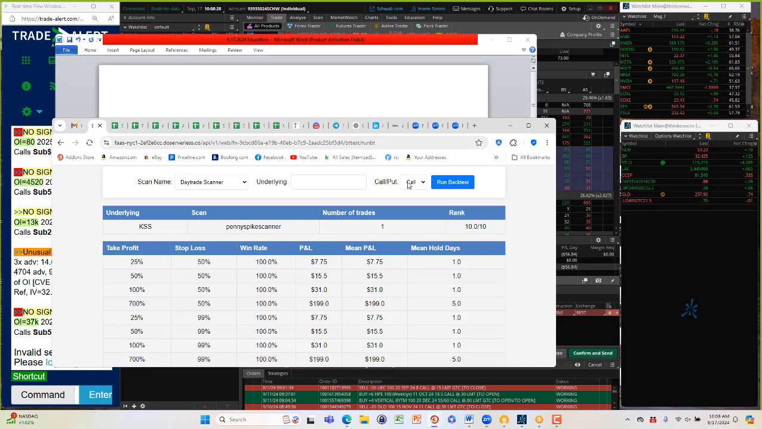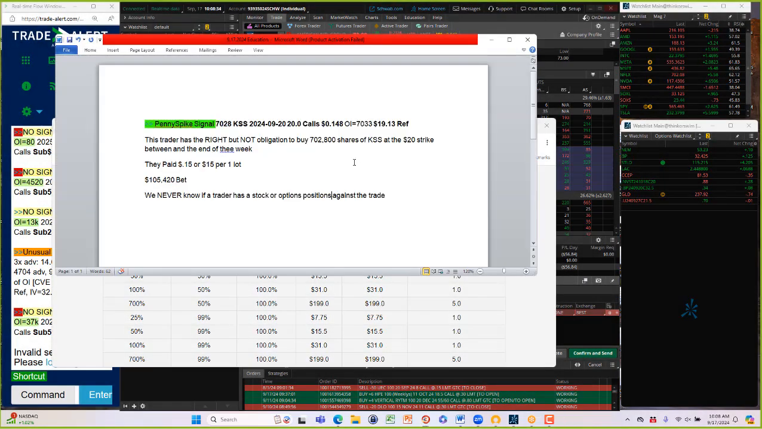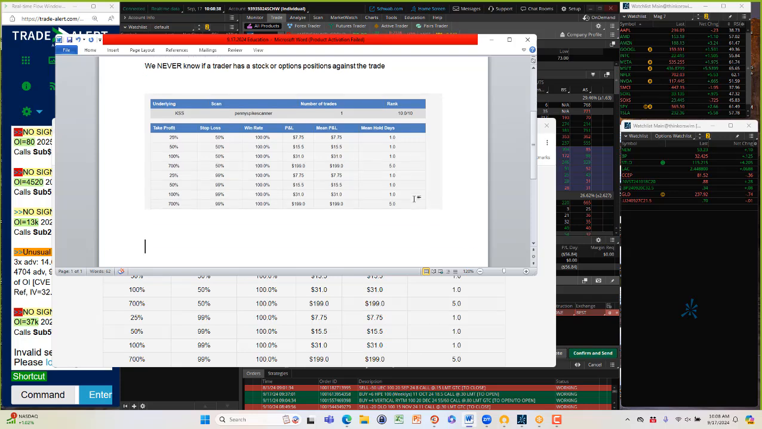Okay, you can see it's a 10 out of 10 on one signal. So the sample size is not that big, right? But it is a 10 out of 10. So you can see here, this is a 10 out of 10 on one signal, okay? Just one signal.